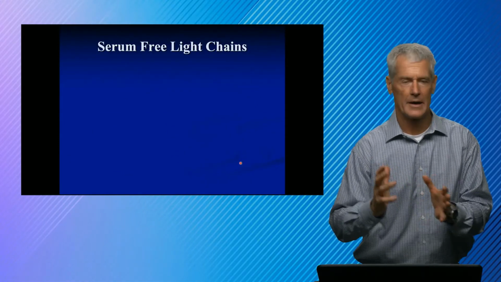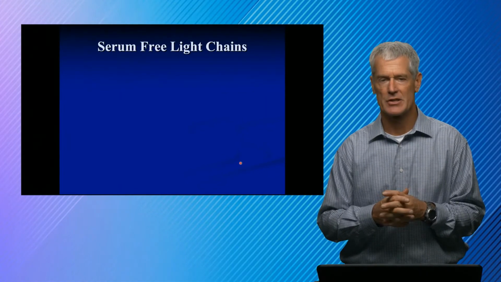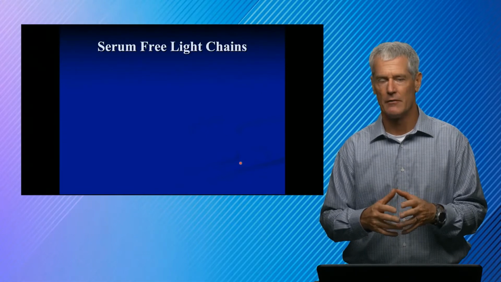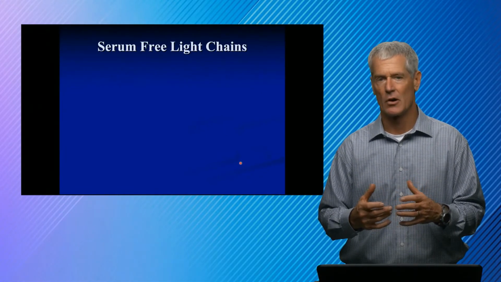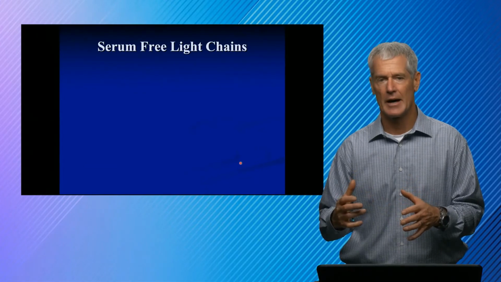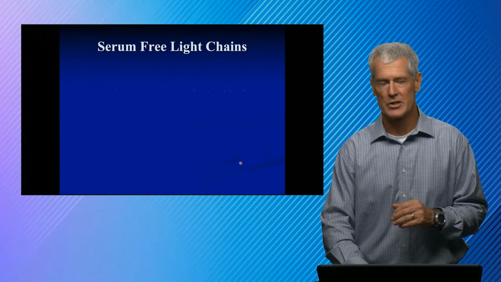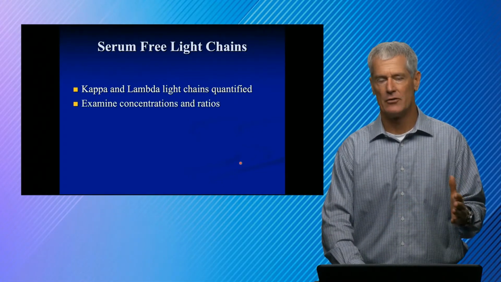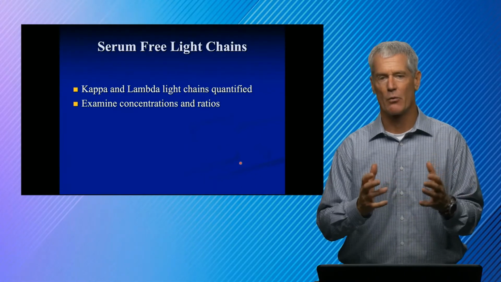So my presentation today is primarily focused on immunofixation and SPEPs, but serum free light chains are an essential component of this workup as well. Basically, serum free light chains are an immunoassay to quantify how many circulating light chains you have, and what the ratios are. So you're looking at both kappa and lambda light chains. You get a quantitative amount, and we look at both concentrations and ratios.